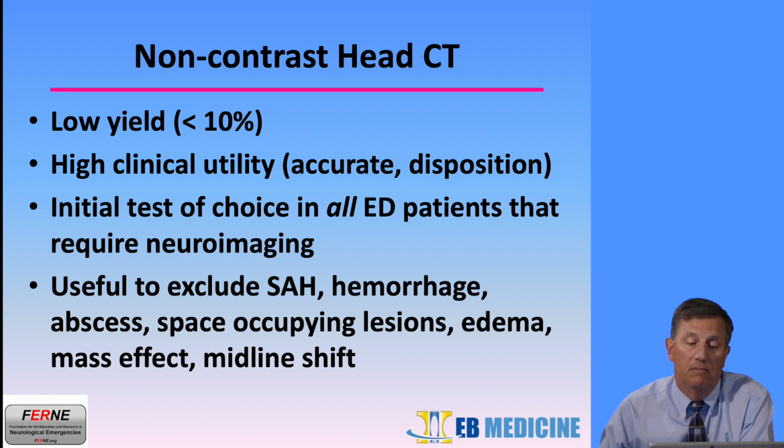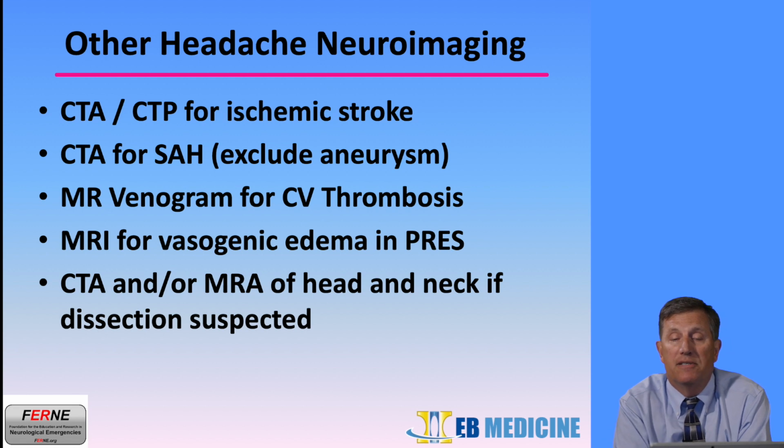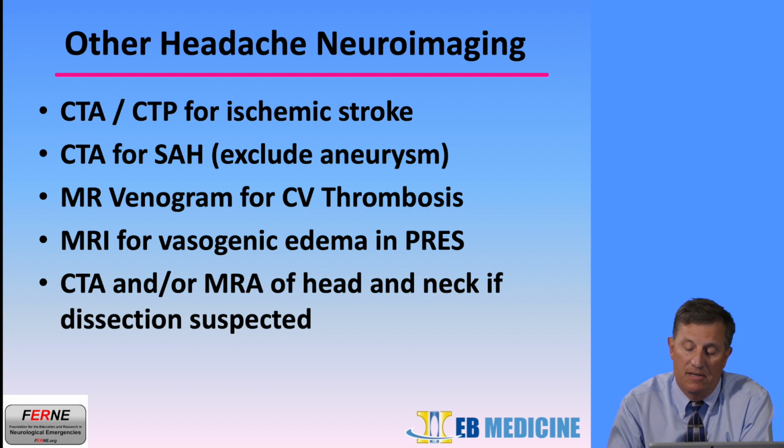Now, in headache, there are other tests that you need to consider. You need to consider whether or not a CTA or CTP should be done for ischemic stroke, CTA for subarachnoid hemorrhage, which excludes aneurysm, MR venogram for CV thrombosis, an MRI for vasogenic edema in PRES, which we'll talk about, and CTA and/or MRA of the head and neck if dissection is suspected.